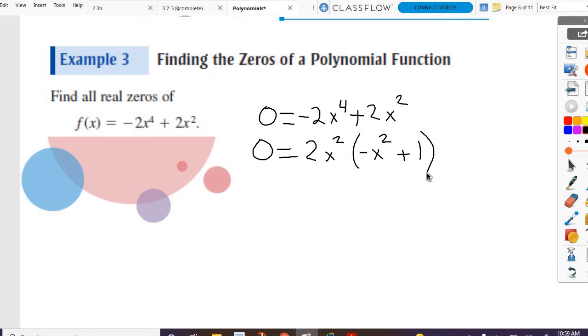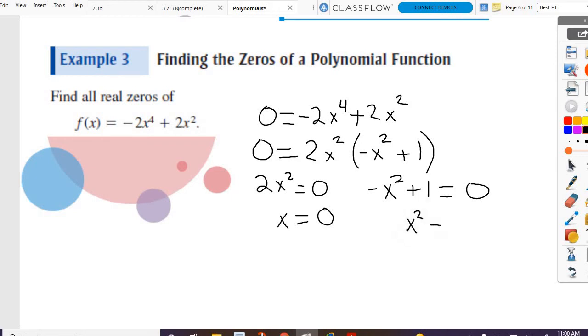So once I get it factored, what do I want to do with my factors? Set each of them equal to 0 separately. So we just get that x equals 0. And then what do we get over here? x squared equals positive 1, right? Because we would subtract 1, divide by a negative. And then we would take the square root, so we get x equals plus or minus 1.